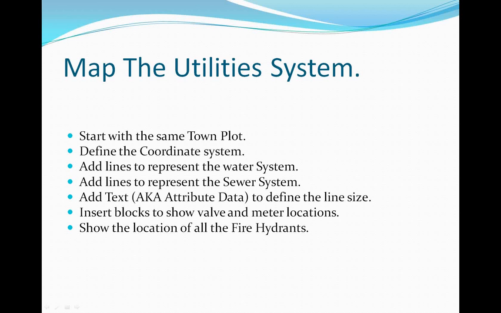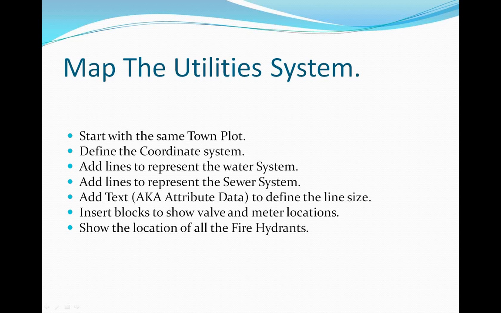Again, I'm only using a few commands here in AutoCAD. AutoCAD will do so much more, but we're just talking about focusing on a specific job type. After you've added the lines, then you add the text, the attribute data, to define the line size, to define the locations, to show specifically where things are. Insert blocks to show valve and meter location, show the location of all the fire hydrants, and once you place all of these objects, that's, again, the last time that you're going to have to do that.